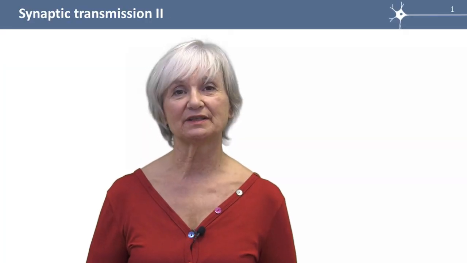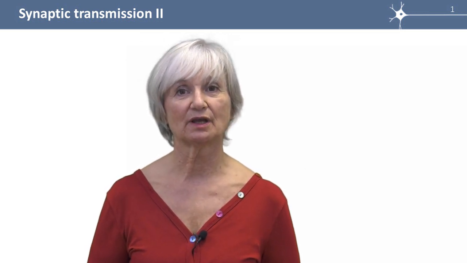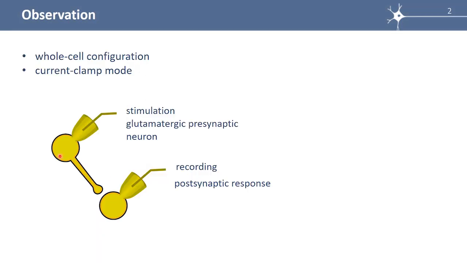We will now study the postsynaptic part of synaptic transmission, that is, the consequence of neurotransmitter binding to its postsynaptic receptors. To understand the operation of a glutamatergic synapse, we stage the following experiment. We record two connected neurons. This neuron here is called presynaptic because it's afferent to the neuron here, which is called postsynaptic.